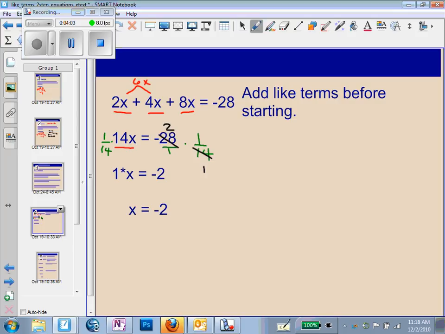We know that 14 is 2 times 7, and negative times positive gives us a negative. So x is negative 2.